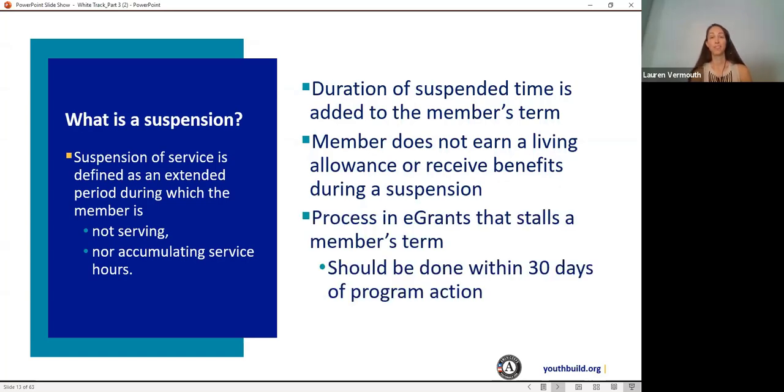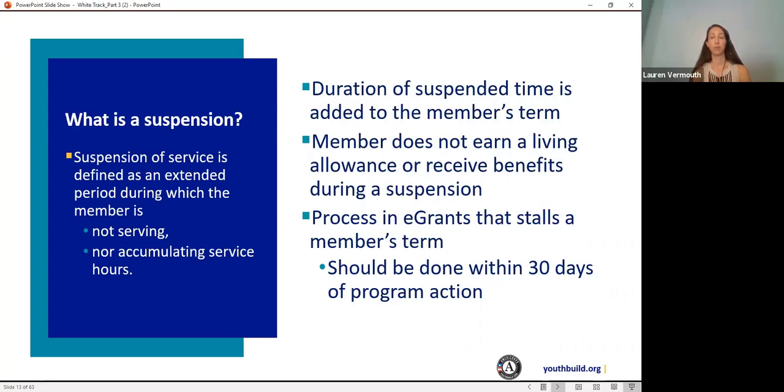You should also know that this is an official action that we take in eGrants. So again, eGrants is how we notify our funder, the Corporation for National and Community Service, about any kind of important moments in a member's service term. So we let them know when we enroll them, officially start, and if we do need to suspend them, we have to report that as well. And we have 30 days to do that.